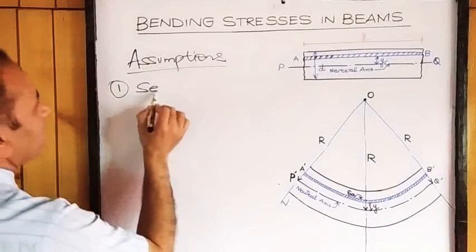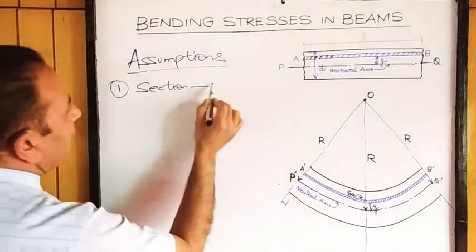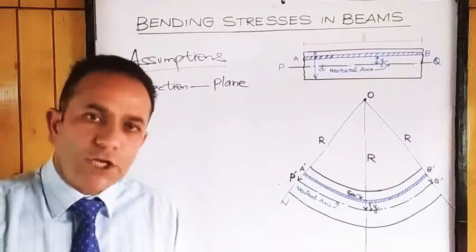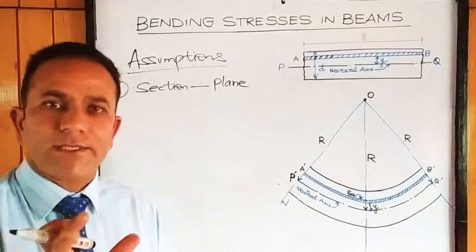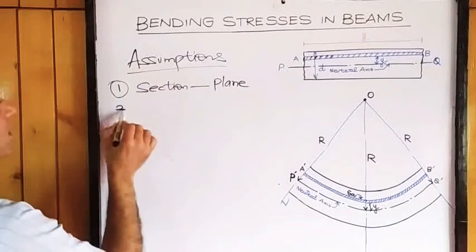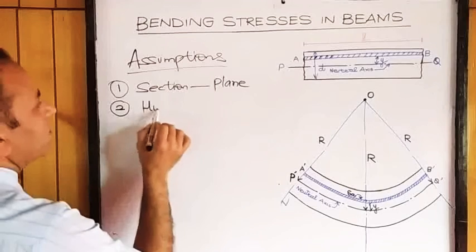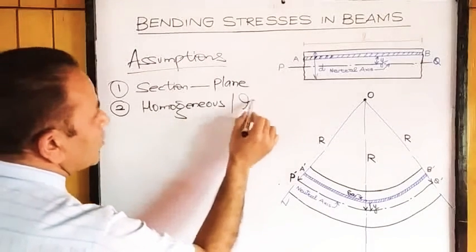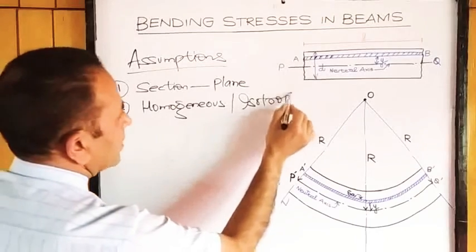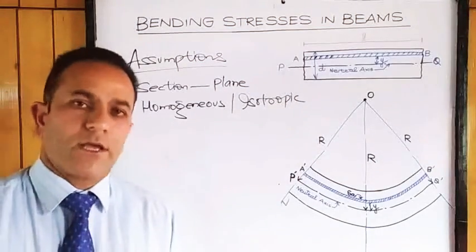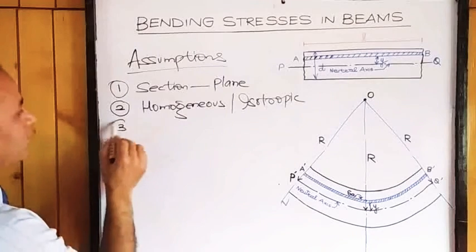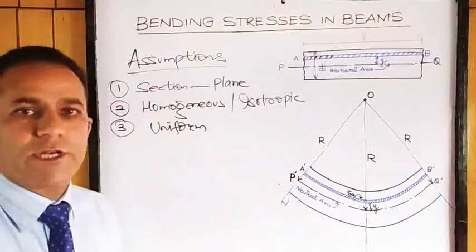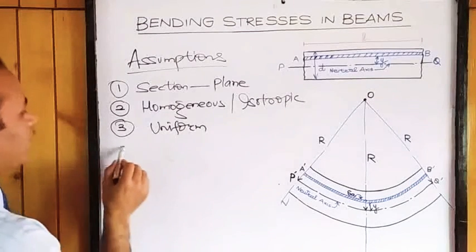The first one is that the section which is plane before the bending takes place will continue to be plane after bending. That is, there will be no change in its cross-sectional dimensions. The material is homogeneous and isotropic. There is no change in its properties along the direction. The section is uniform. Cross-section is uniform throughout the length of the member.